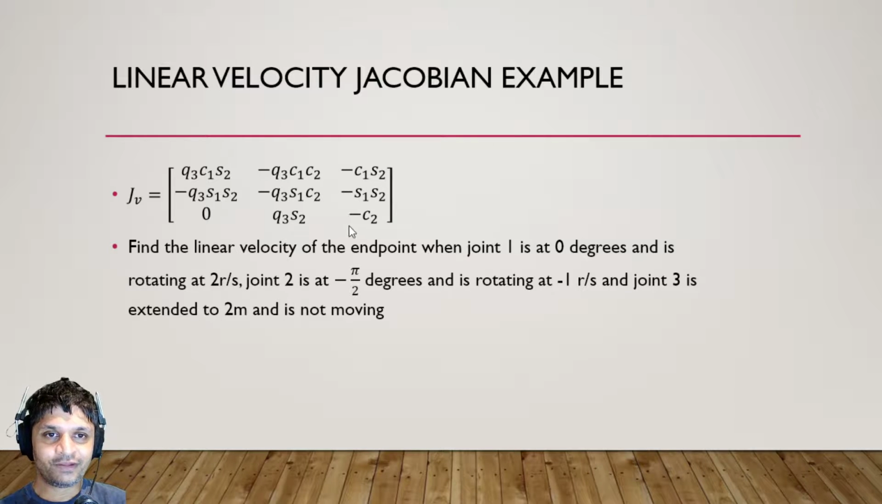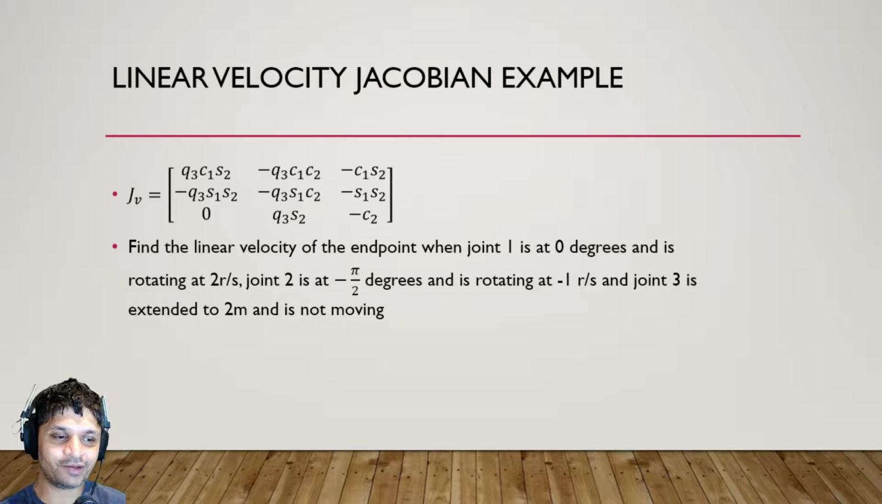So there's an example here. Find the linear velocity of the endpoint when joint 1 is at 0 degrees and is rotating at 2 radians per second. Joint 2 is at minus pi over 2 degrees and rotating at minus 1 radians per second. And joint 3 is extended to 2 meters and not moving. Okay, so I want you guys to take care of that.